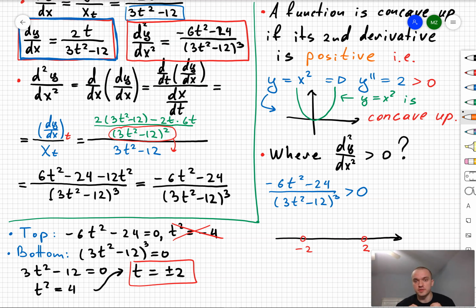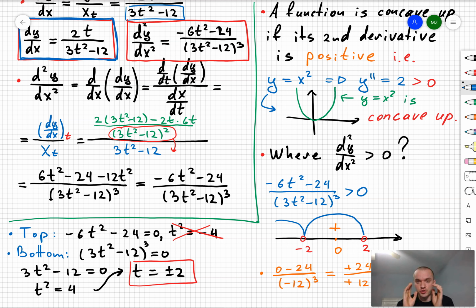As soon as you have the zeros of the top and the bottom, and since there are no zeros on the top, I have only zeros on the bottom, which are negative 2 and 2. Then our real line is separated into 3 regions. I choose 0 to figure out the sign of the region in the middle, and you can see that I will have 24 over 12 cubed, so the sign is positive. By choosing 3 and negative 3, you will figure out that the signs on those outer intervals are negative. Those signs are the signs of my second derivative. So my second derivative is positive on the interval from negative 2 to 2.